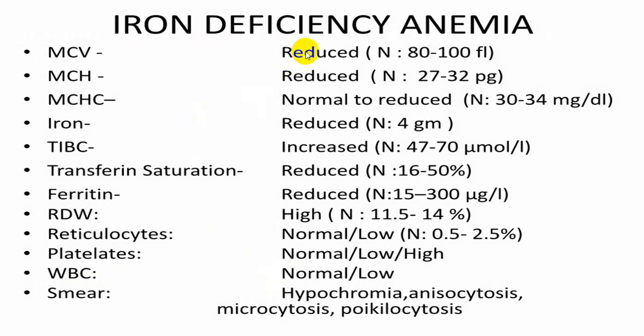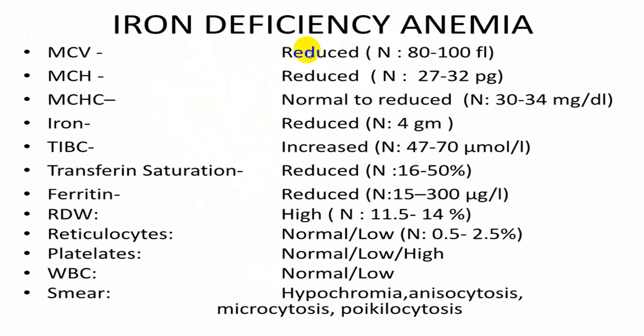So the classical picture in iron deficiency anemia: MCV is reduced, MCH is reduced, MCHC is also reduced, iron level in the blood is reduced, TIBC is increased, transferrin saturation is reduced, ferritin level is reduced.